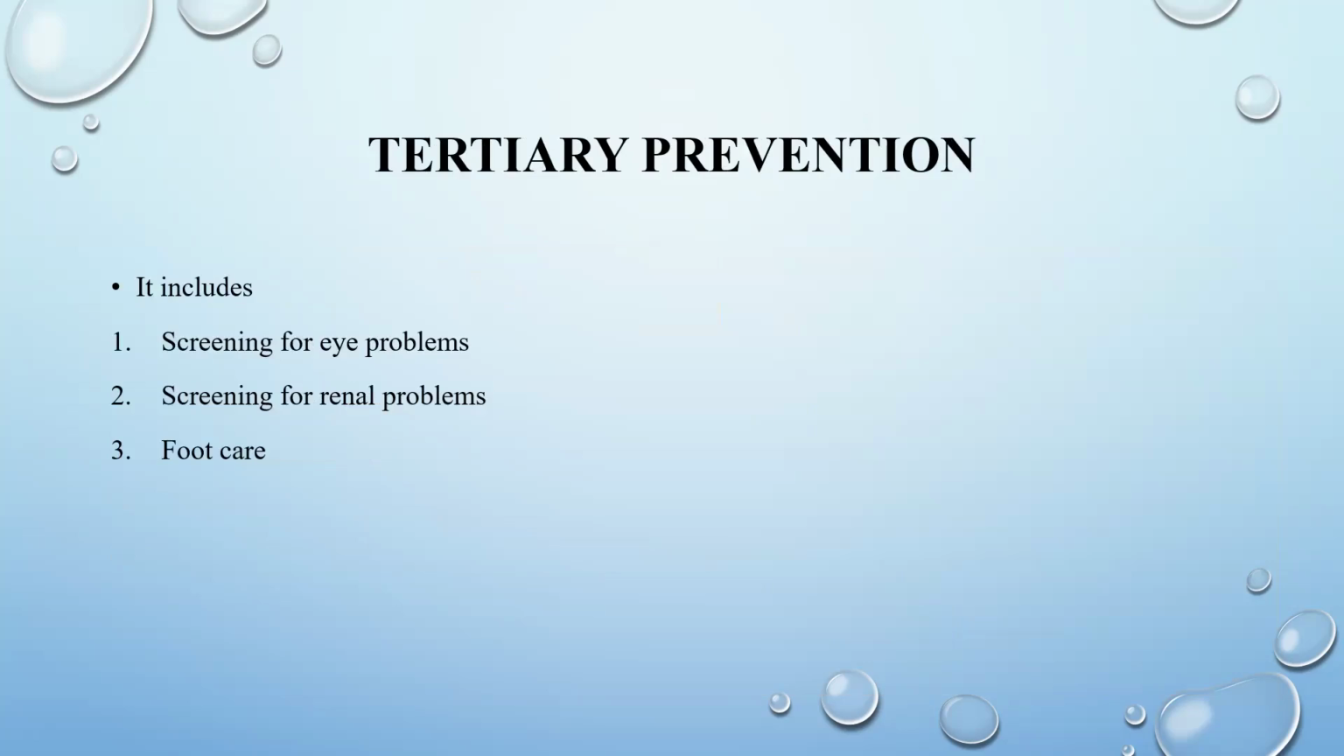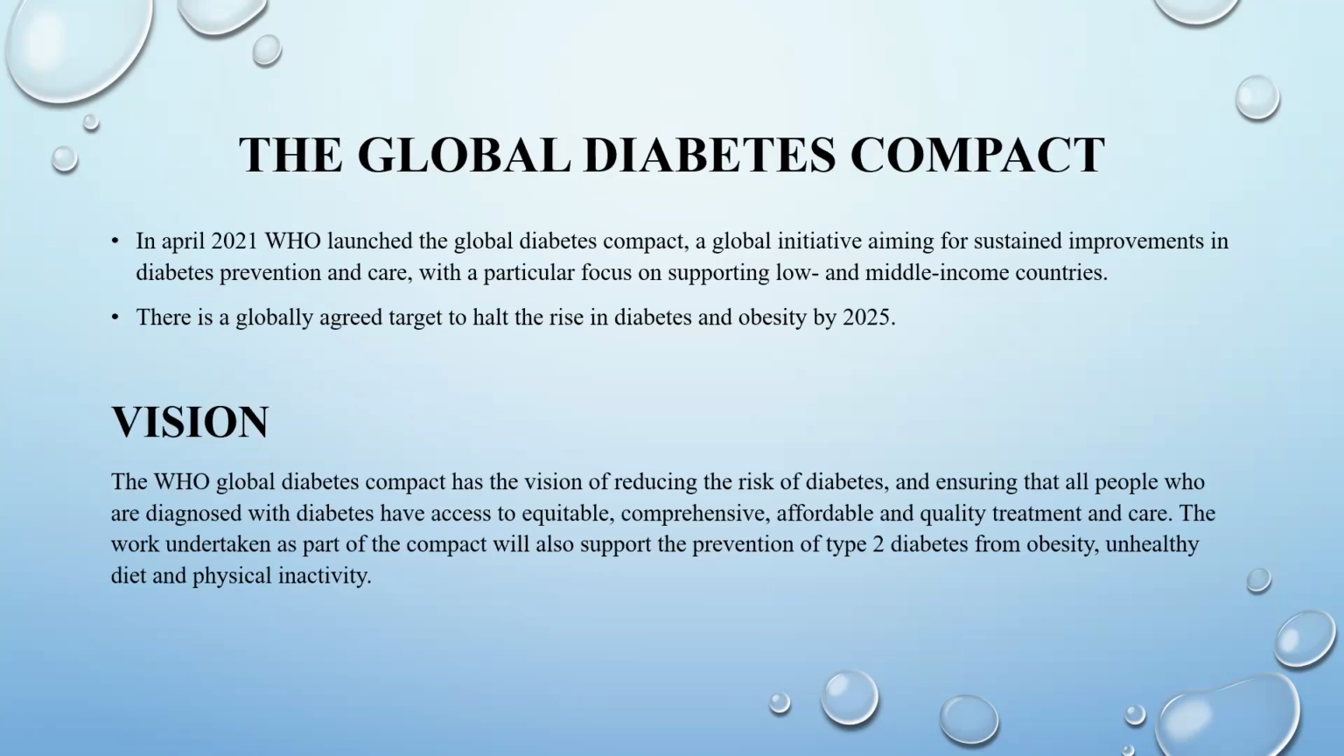The tertiary prevention includes screening for eye problems and screening for renal problems to avoid nephropathies and retinopathies, and foot care is important. So the Global Diabetes Compact: in April 2021, WHO launched the Global Diabetes Compact, a global initiative aiming for sustained improvement in diabetes prevention and care, with a particular focus on supporting low and middle income countries. There is a globally agreed target to halt the rise in diabetes and obesity by 2025.